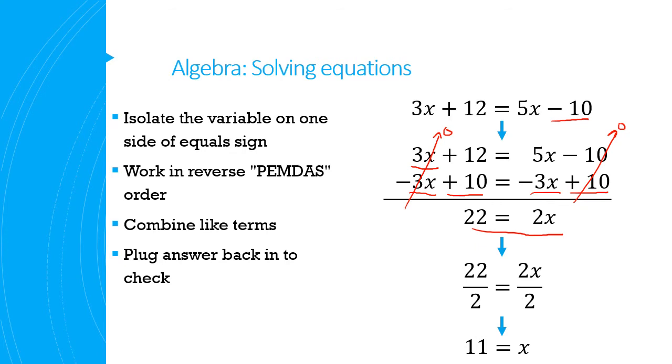Now that we're done with that, now we do our multiplication and division. Since there's a 2 stuck to this x, we divide both sides of the equation by 2 and get our final answer, that x is equal to 11. And if you have a little bit of extra time on the test, you will definitely want to plug this answer back in to the original equation to make sure that you got it correct.